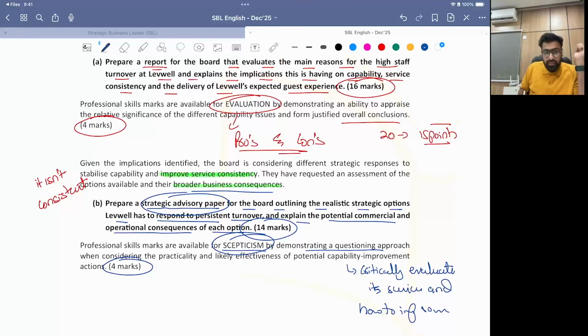So what I believe is the major thing which brings the inconsistency is staff not being the same, right? If there's a different staff, there will be a different type of service, right? There will be different types of options, particularly with this service sector, right? So persistent turnover, explain the potential commercial and operational consequences, and all that needs to be done, right?